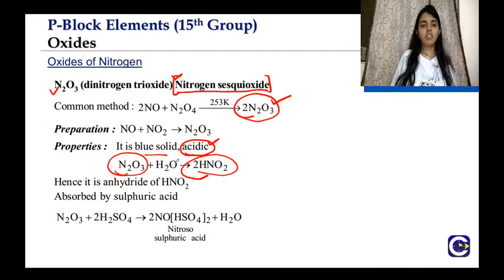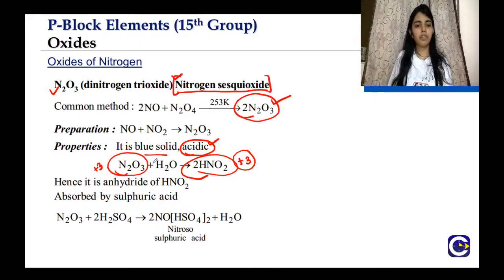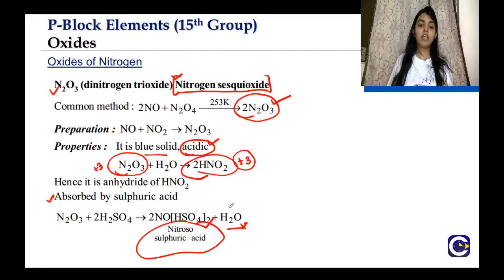Now you can compare the oxidation state. Basically oxidation state of nitrogen is what? +3 here. Oxidation state of nitrogen here also is +3. So that means on hydrolysis the oxidation state of the central atom does not change. It is absorbed by sulfuric acid. So if you treat N2O3 with H2SO4, you will get a nitroso-sulfuric acid complex and water is released. So in this particular slide, this reaction is very important, basically the hydrolysis part.